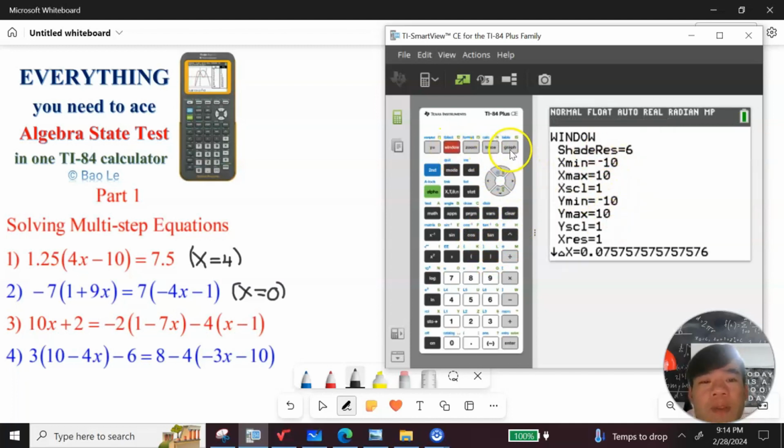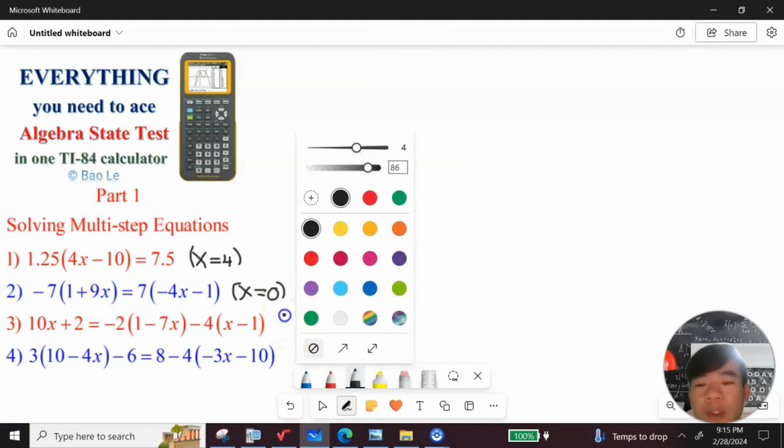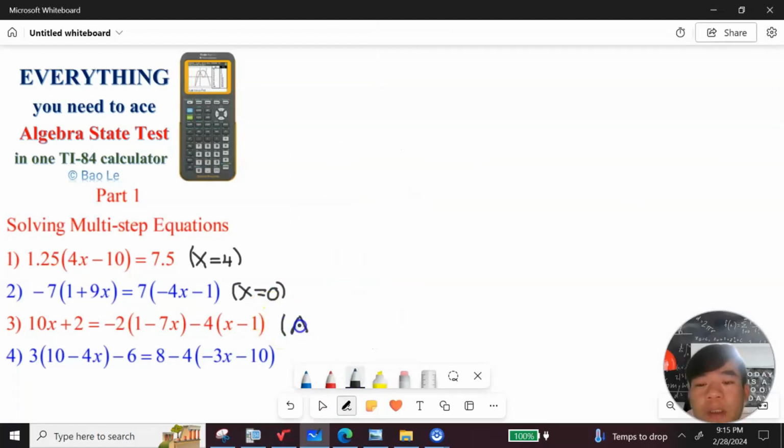This is a very good window range. Okay, so now you hit graph. All right, and you see that the two lines are overlapping, which means there are infinitely many solutions. Okay, so it can be all real numbers. So the solution right here should be all real numbers.